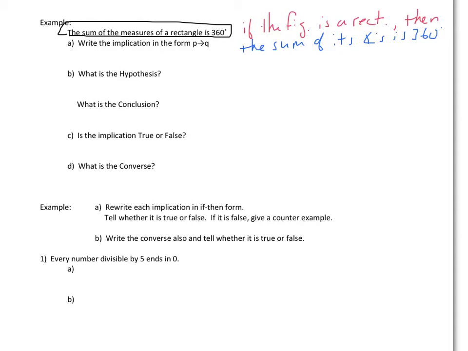If it's written like that, what is the hypothesis? And that is the if part. So, in this case, we would say the figure is a rectangle. What's the conclusion? That's the then part. Sum of angles is 360.